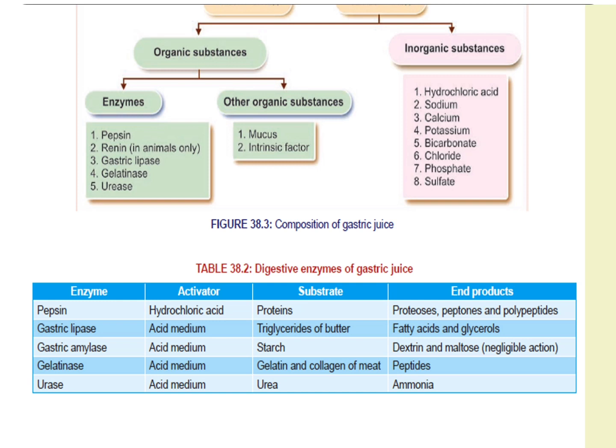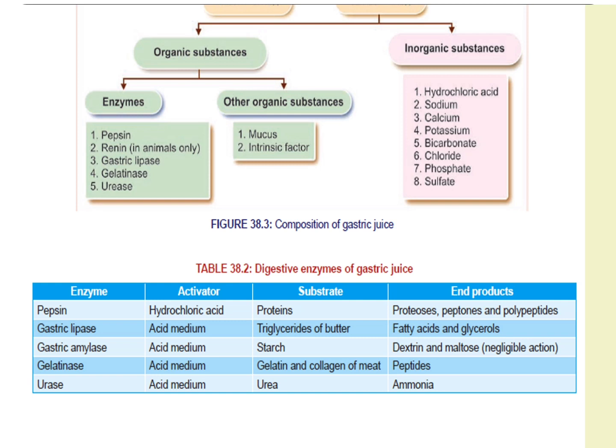These are the functions of gastric juice. Pepsin converts proteins into proteoses, peptones and polypeptides. Actually, pepsin is an active form, but it is obtained from the inactive form, pepsinogen. The pepsinogen is activated by hydrochloric acid. The next, gastric lipase.